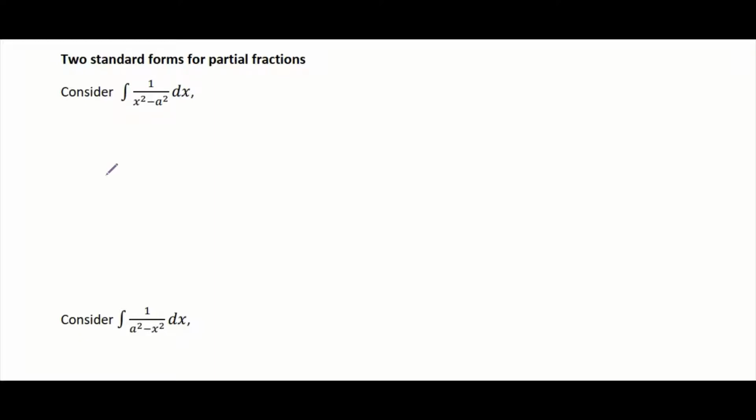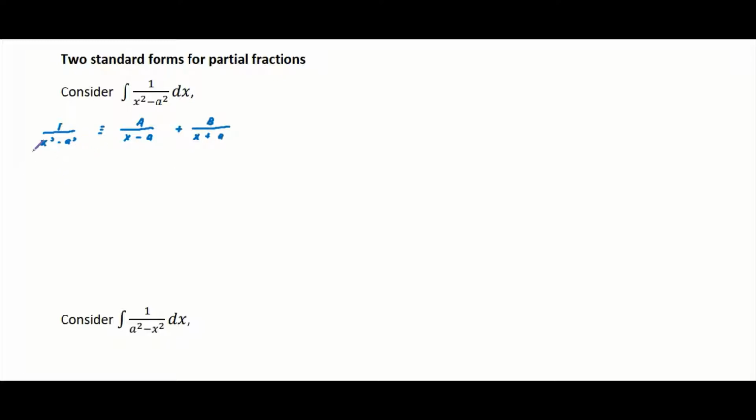Let's look at the first one. Consider the integral of 1 over x squared minus a squared dx. When you look at this integral, you know that you need to express it in partial fractions before you can start your integration, right? So let's express it into partial fractions first. 1 over x squared minus a squared equals A over x minus a plus B over x plus a, correct? Because x squared minus a squared is basically equal to x minus a times x plus a.